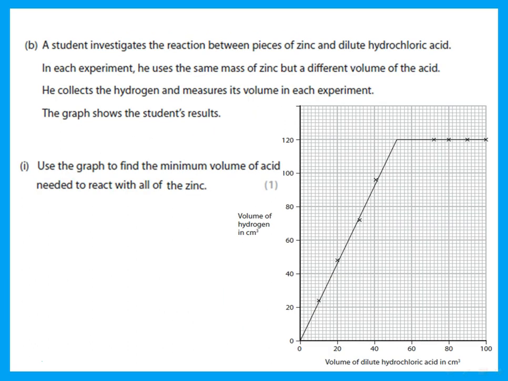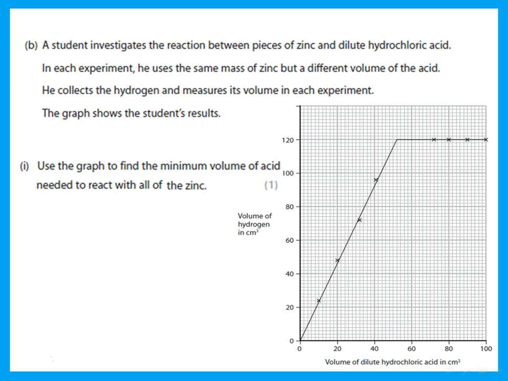A student investigates the reaction between pieces of zinc and dilute acid. In each experiment, he uses the same mass of zinc but different volume of acid. He collects the hydrogen, measures its volume, and this is the graph. He says, use the graph to find the minimum volume of acid needed to react with all of the zinc.